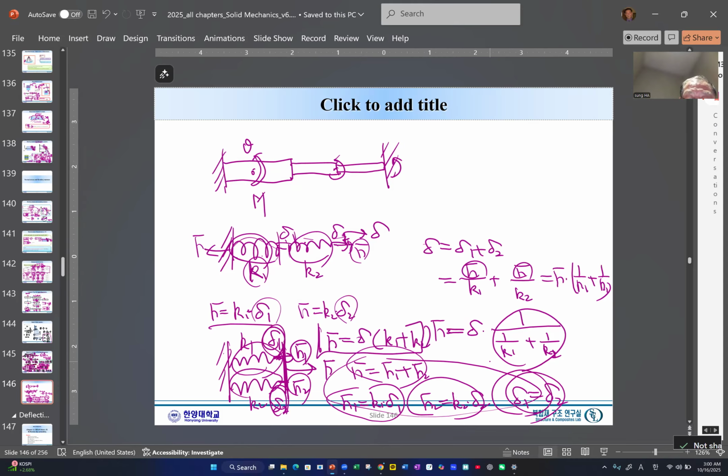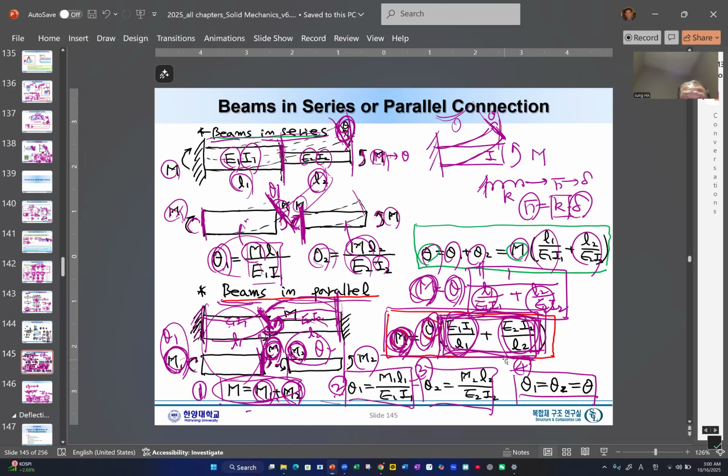So this is the spring in parallel, and this is a spring in series. And this is the one similar to this case. So we can say this is the spring constant in the beam.